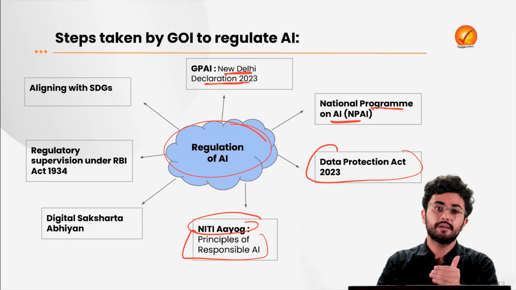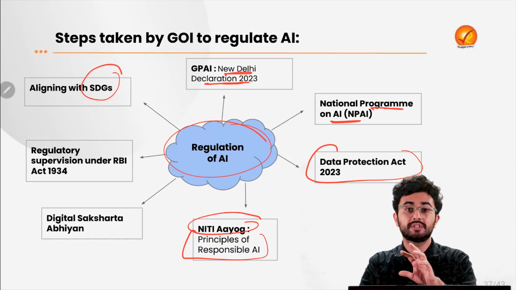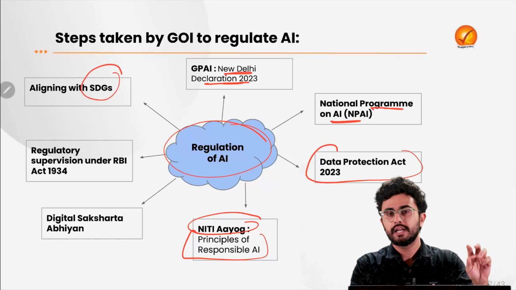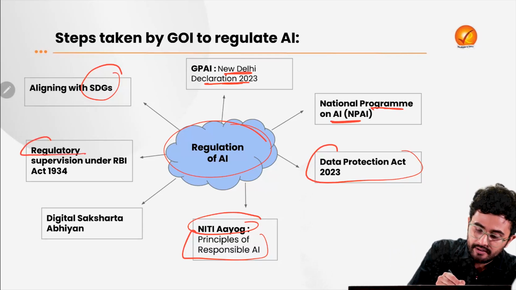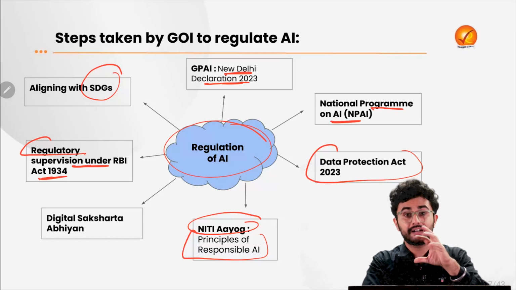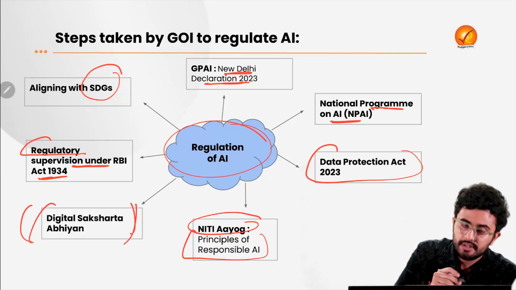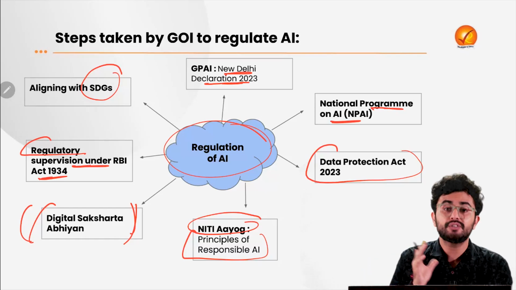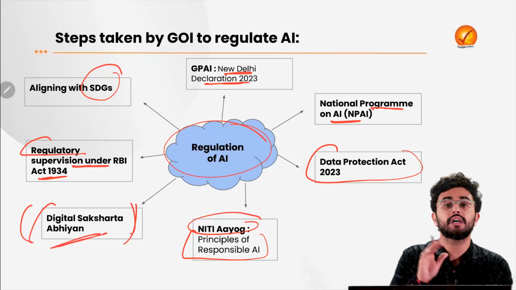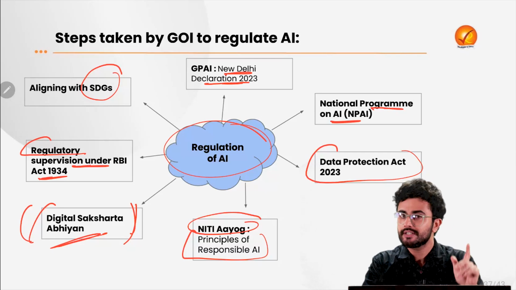It has directed the banks to align the development of artificial intelligence and its uses with the sustainable development goals. Then it is providing strict regulation through the regulatory supervision role under the RBI Act of 1934, where RBI is considered the bank of banks. Then it has also launched, for the awareness of the citizens and customers, the Digital Saksharta Abhiyan. So remember all of these steps when it comes to the use of artificial intelligence in the banking sector.